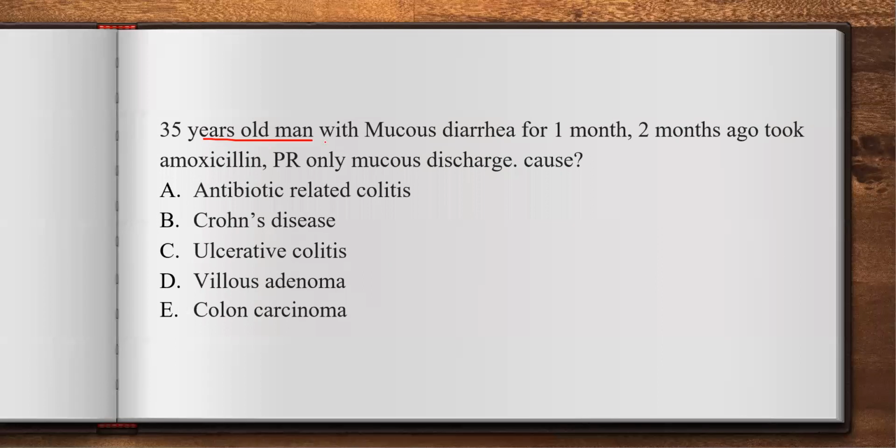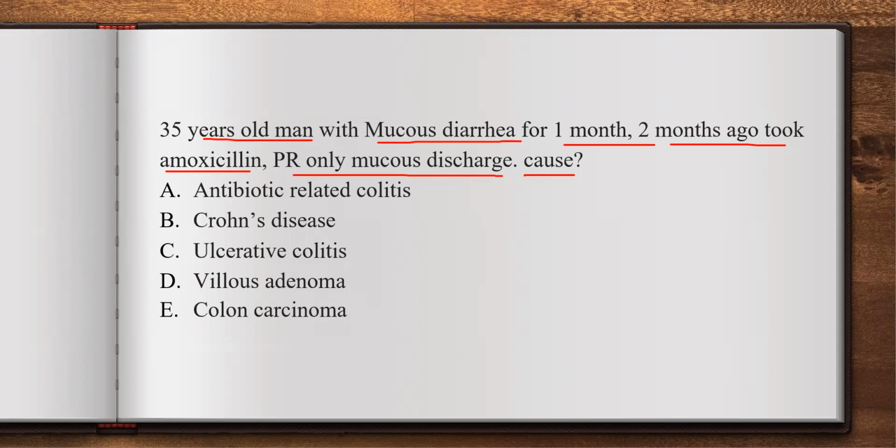A 35-year-old man with mucus diarrhea for 1 month. 2 months ago, the patient took amoxicillin. On per rectal exam, only mucus discharge. What is the cause? So you have a 35-year-old man with mucus diarrhea for a month. 2 months ago, the patient took amoxicillin. And on the per rectal exam, you get only mucus discharge. What is your diagnosis? Antibiotic-related colitis, Crohn's disease, ulcerative colitis, villous adenoma, colon carcinoma.